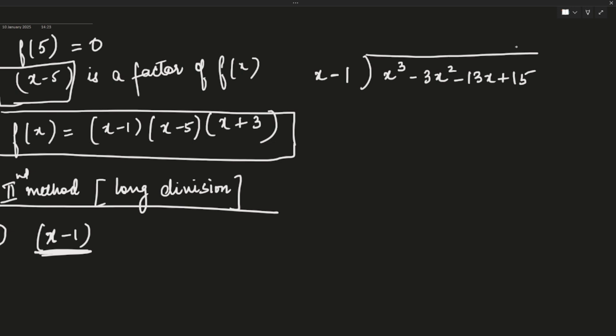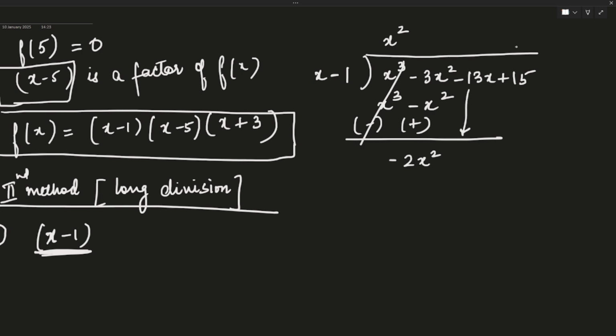So when you divide it by x minus 1, what will be your quotient? x multiplied by x square is x cube, and when you multiply x square with minus 1, it will be minus x square. We reverse the signs, so minus 3x square plus x square is minus 2x square. Now minus 13x will come down. x multiplied by minus 2x is minus 2x square. Minus 1 into minus 2x will be plus 2x.